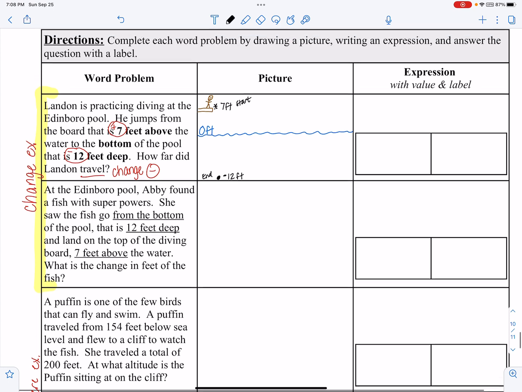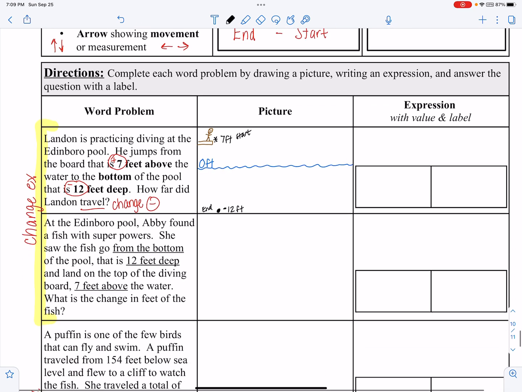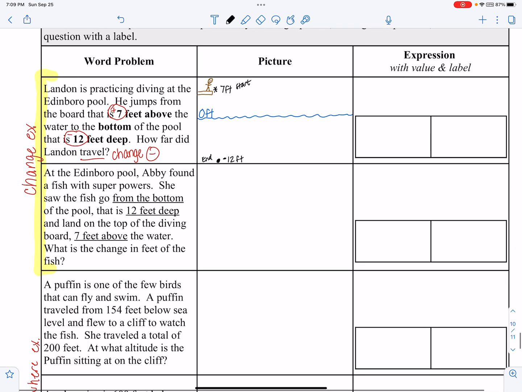I know that we are doing a change expression because I can identify those two pieces, and it also says how far did he travel, and that's a good hint for that. So when we do that, we'll go over to this expression side, and we're going to write down end minus start, and then list the numbers. So the end was negative 12 feet minus the start, which was positive 7 feet. We're never going to do subtraction when we're doing integers like this. Always change it to addition.